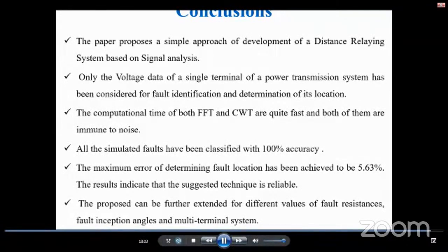So in the future scope of work, I would like to extend this work by implementing it on a hardware model. That is the objective of the extension of the paper, so that whatever has been simulated can be tested on a practical circuit.